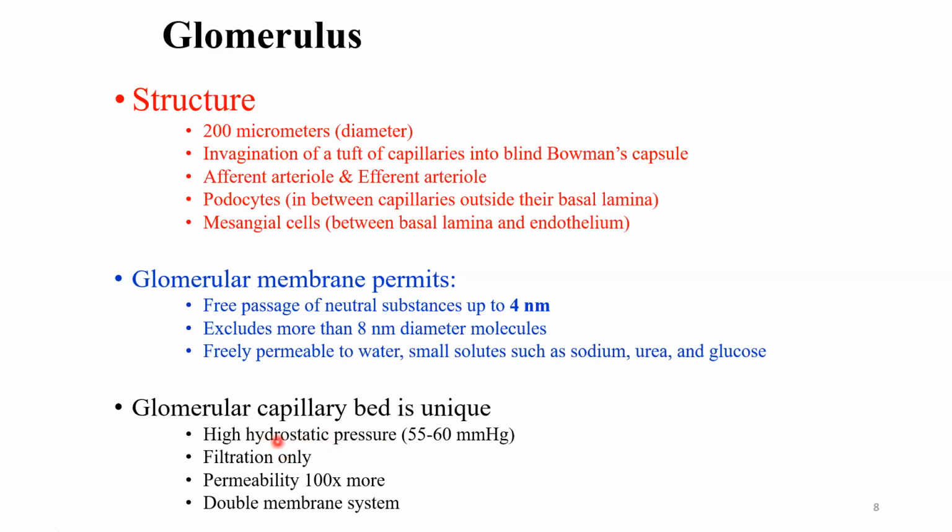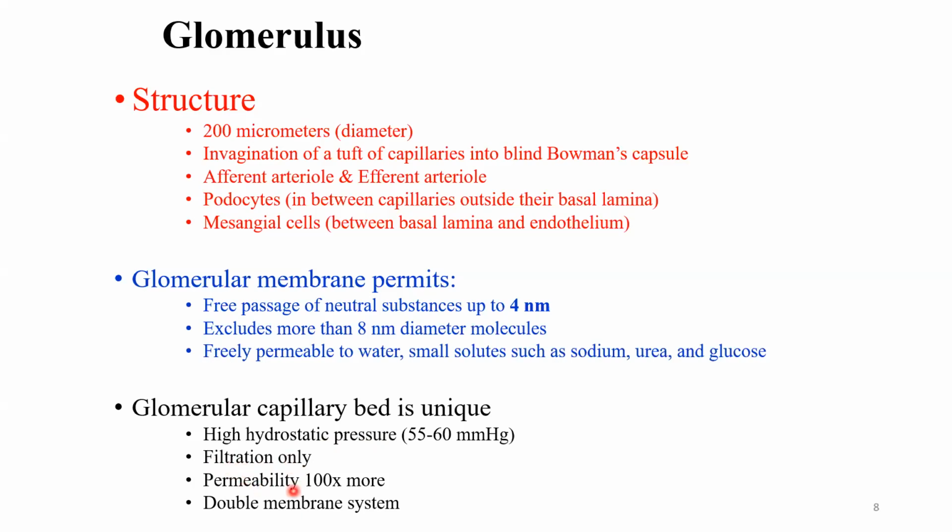Ultrafiltration requires a higher hydrostatic pressure than your average capillary bed. So this is a very important point to note. Secondly, it's filtration only. So it's basically between two arterioles, if you have noticed. It doesn't have a venous end, quote unquote. Both afferent and efferent are arterioles, and therefore, it is filtration only. There is no reabsorption going on across the capillaries. It's made for filtration because the main function of the kidney is filtration. This again is a very important feature.